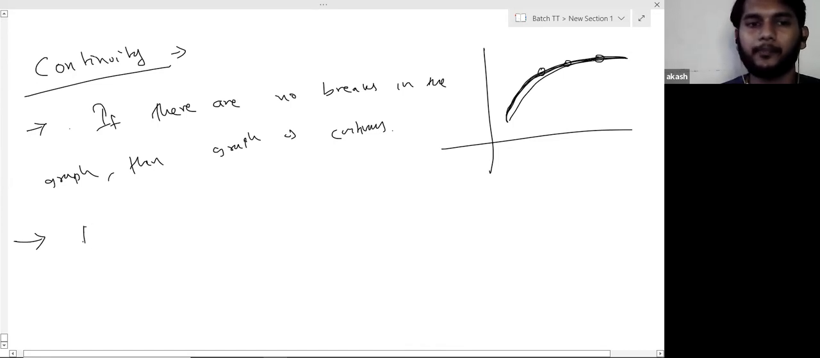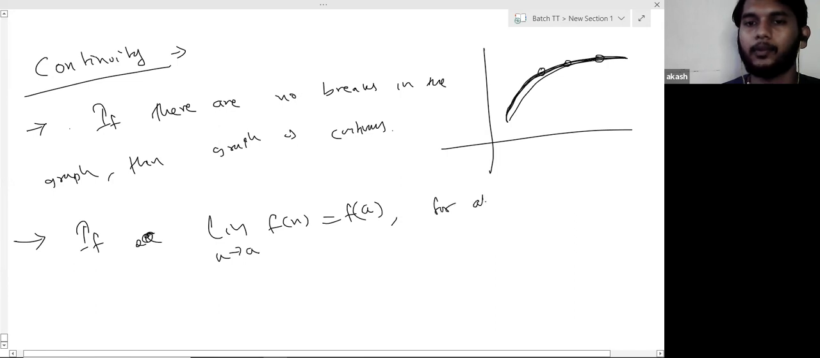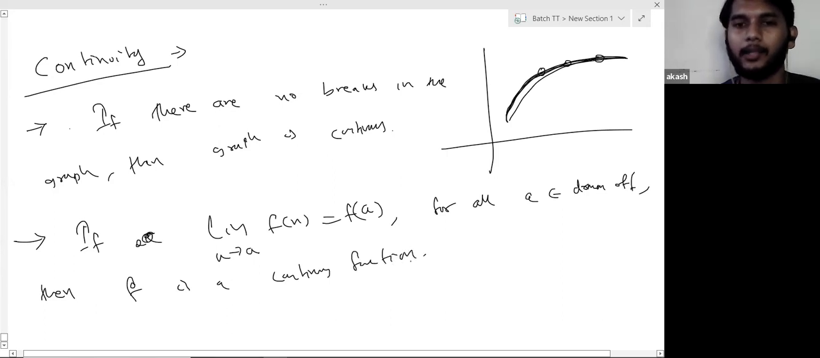Mathematics says if limit x tending to a, f of x is equal to f of a, for all a belonging to the domain of f, then f is a continuous function. Write it down. I'll explain what this means.